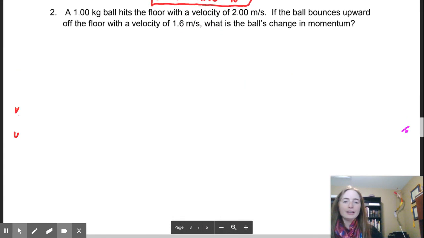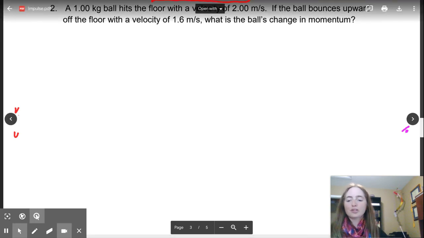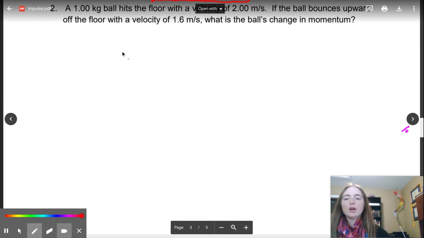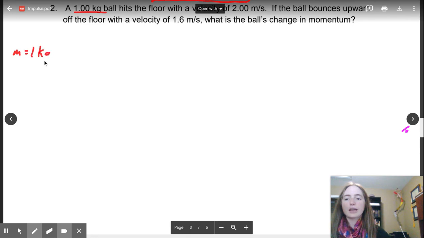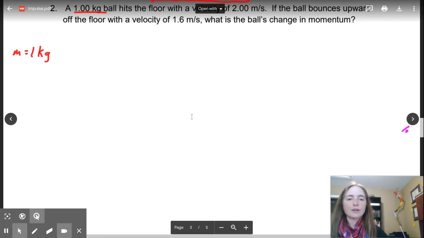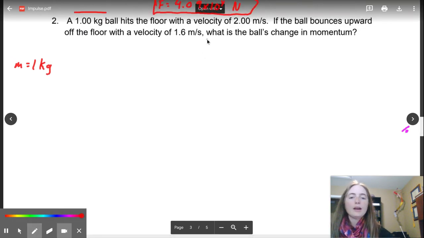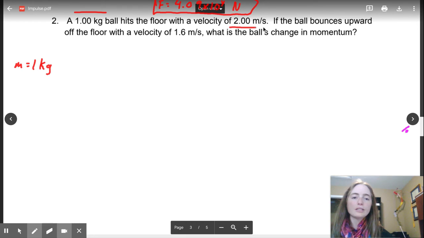Alright. Next question, ladies and gentlemen. Okay. A 1 kilogram ball, so mass 1 kilogram, hits the floor, and I can't see that with the open tab. There we go. Hits the floor with a velocity of 2 meters per second. Okay, that's where it's starting.